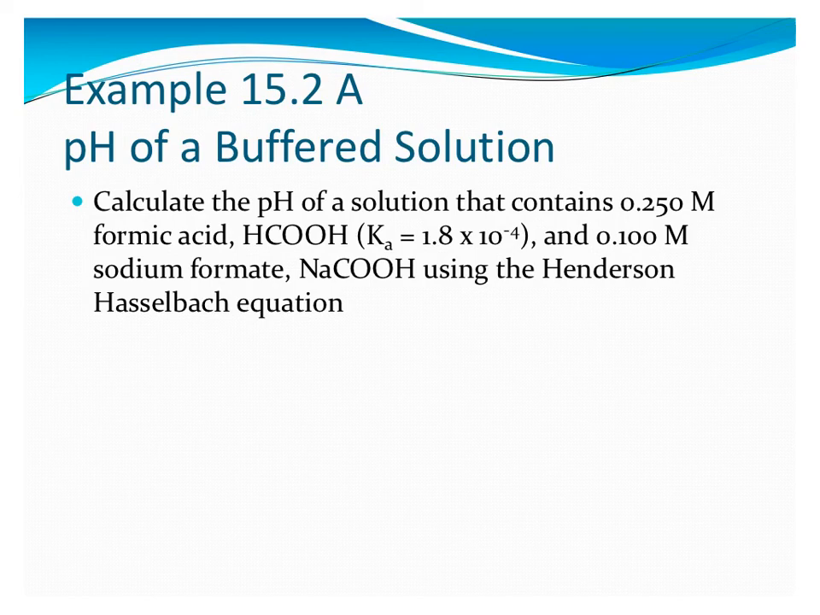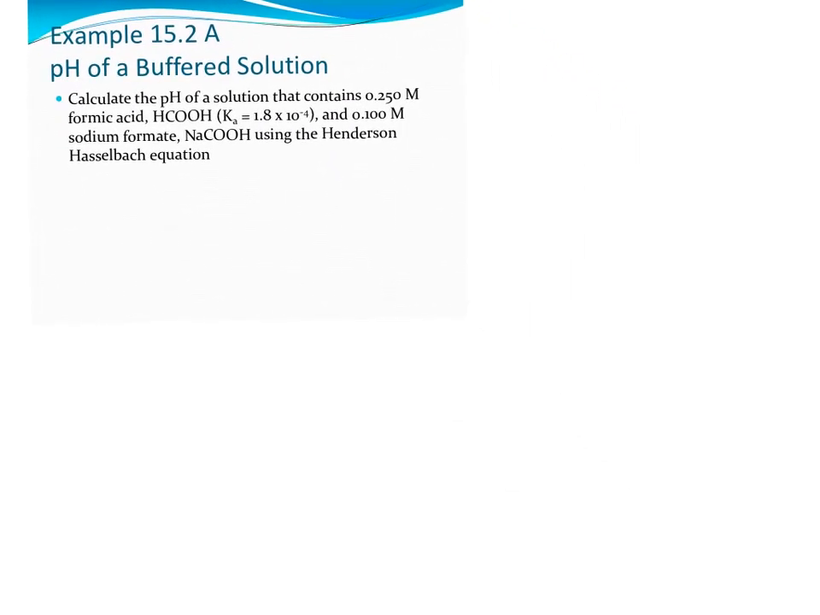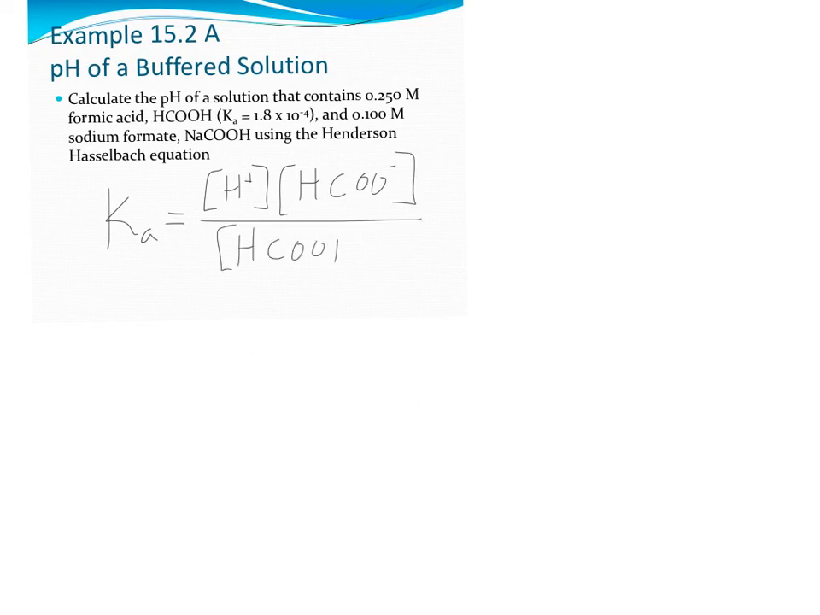Same problem, but this one says let's solve it now using the Henderson-Hasselbalch equation. So Henderson-Hasselbalch, this is worth going through here. We take a Ka, let's do our formic acid, products over reactants, we get the hydrogen, the formate ion, all over the formic acid, HCOOH.